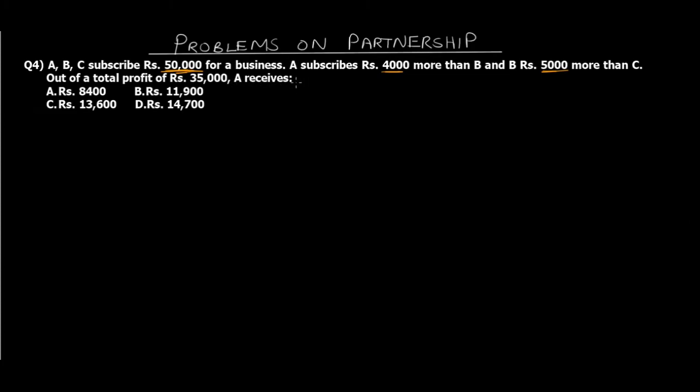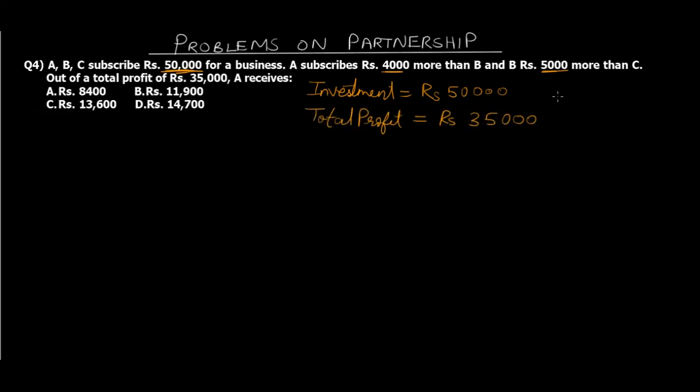Okay, so let us first actually note down what all things we have. We know the total investment is directly given, which is rupees 50,000. We know the total profit, which is rupees 35,000, and what we need to find out is A's share. Now we do not have the direct ratios, but we know there is some relation between their investments, which means that A has subscribed 4,000 more than B and B has subscribed 5,000 more than C, but we do not know how much C has invested. So let's start with the assumptions.